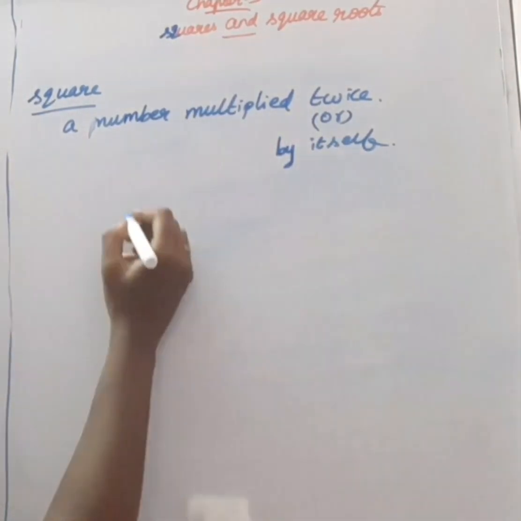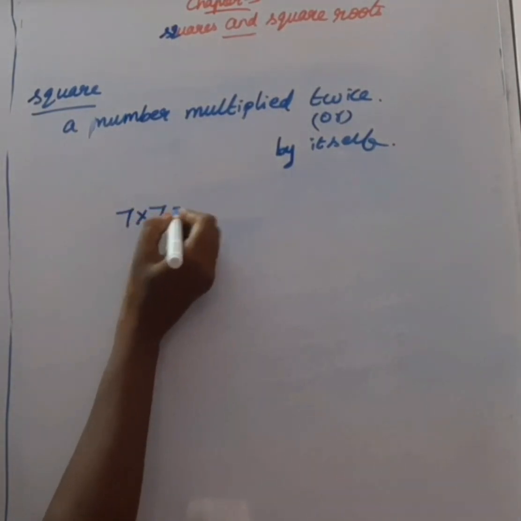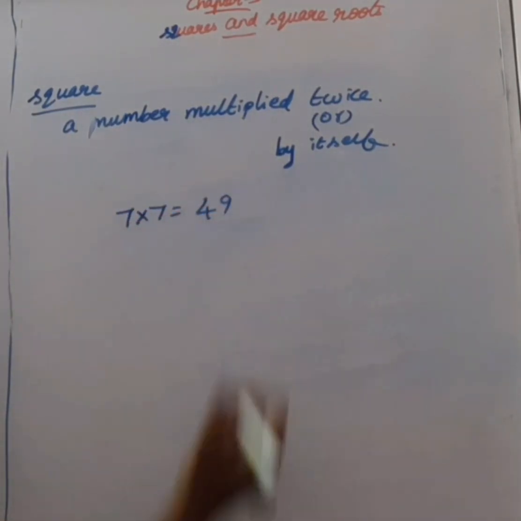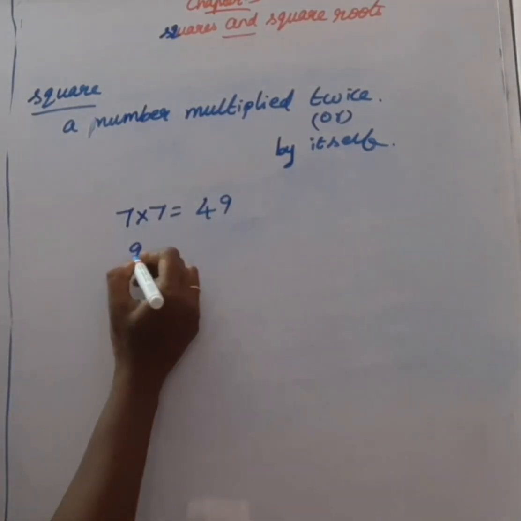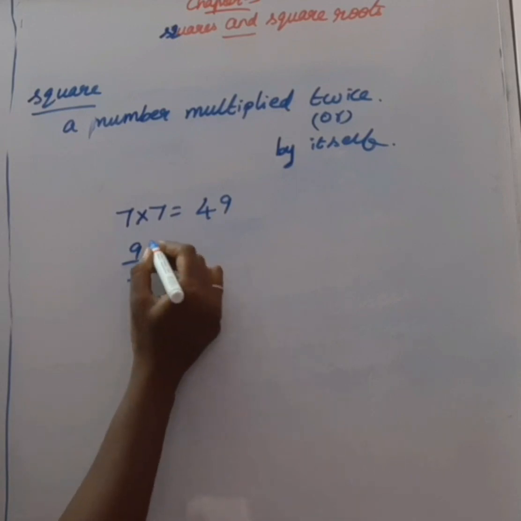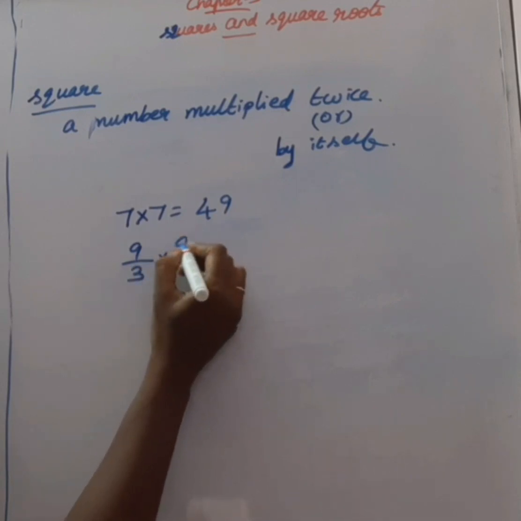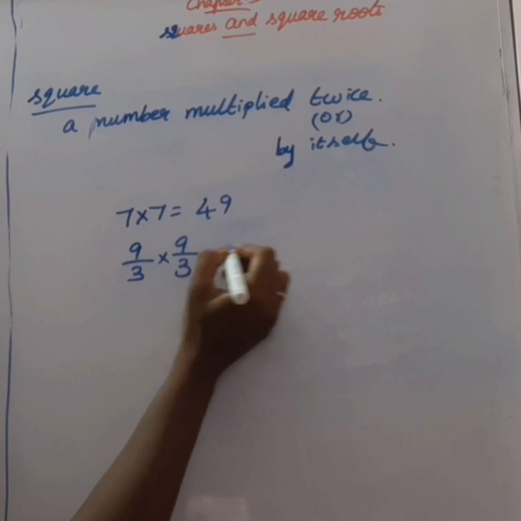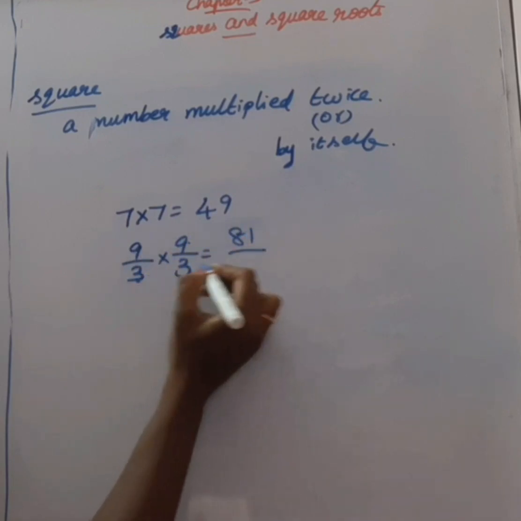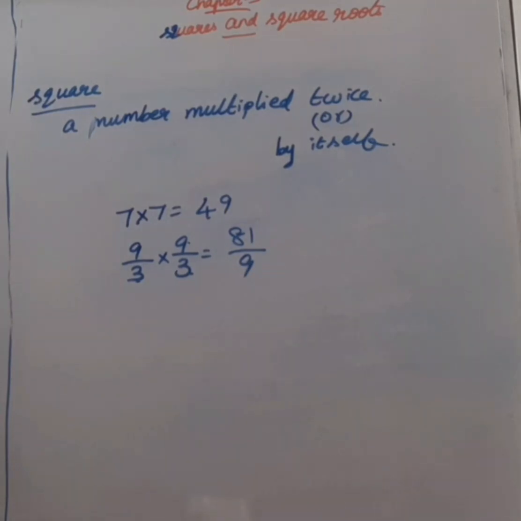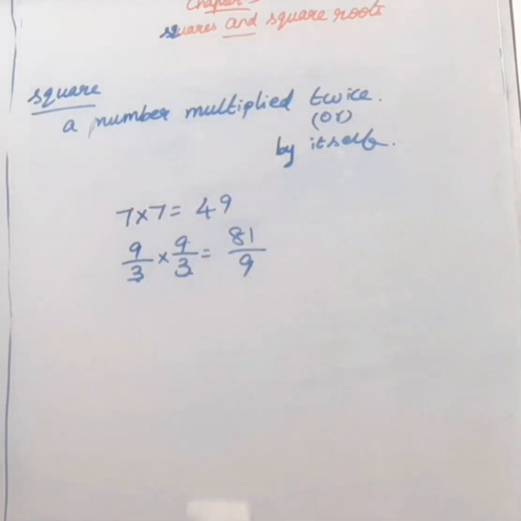For example, 7 sevens are 49. Okay. Here we have some notes. Whether we have rational numbers, that is, a fraction. So if we have 9 by 3, we want to multiply it twice. And we write it as 9 9s are 81, 3 3s are 9. It is the square value of rational numbers.